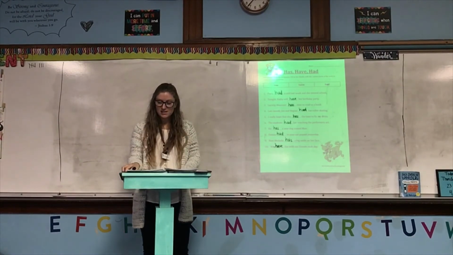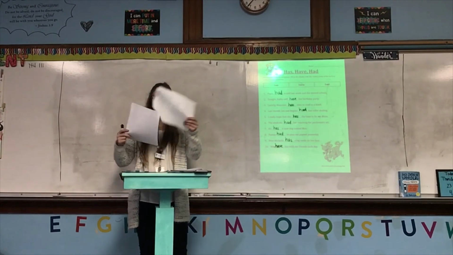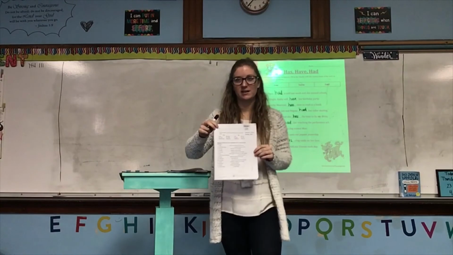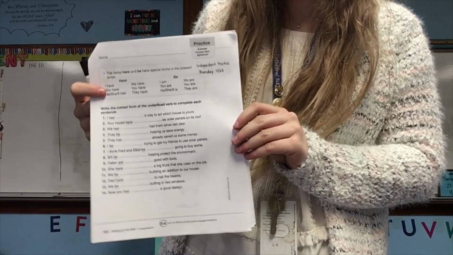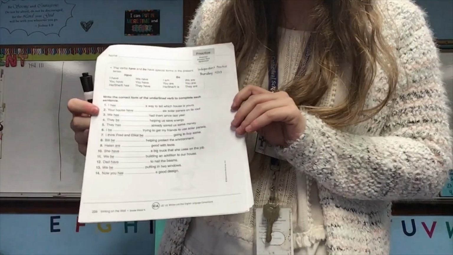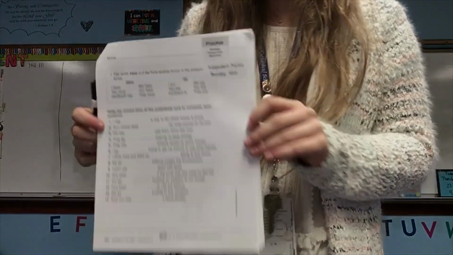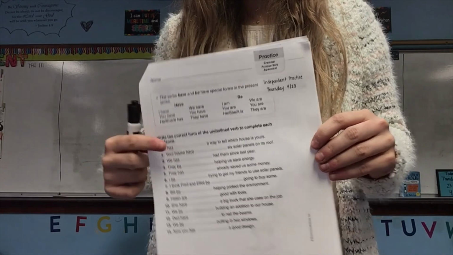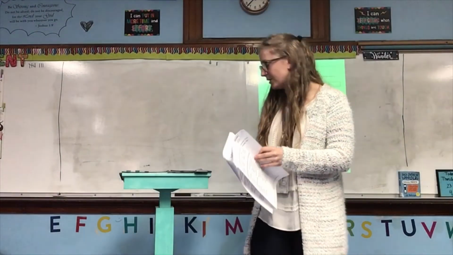Okay, so now we're done with the guided practice, so what you need to do now is turn one more page, so turn it over, and you have independent practice. This is where you read the box because it's going to give you a recap on what we talked about today, and then the directions say, write the correct form of the underlined verb to complete each sentence. So you have the underlined verb, it is incorrect, you need to write it in the correct form. Okay, go ahead and do that now.